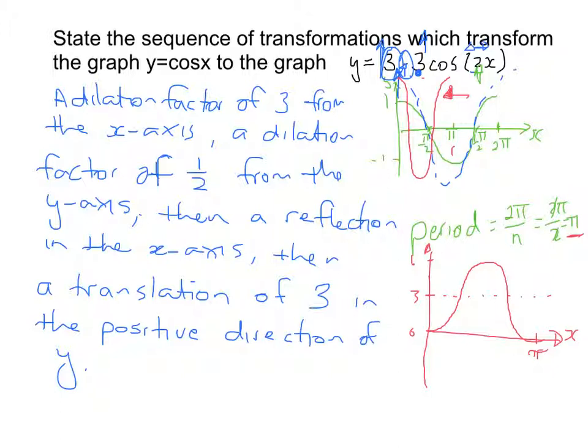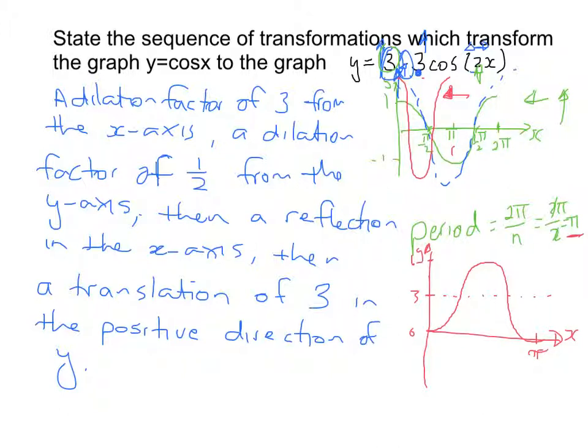So we had our original graph up the top here. It's been squished in, so it's a dilation factor of half from the y-axis. It has been stretched that way, a dilation factor of 3 from the x-axis. It's been reflected in the x-axis to turn it upside down, and then it's been translated up by 3 from the x-axis, or in the positive direction of y. Okay, so that's what that graph is.